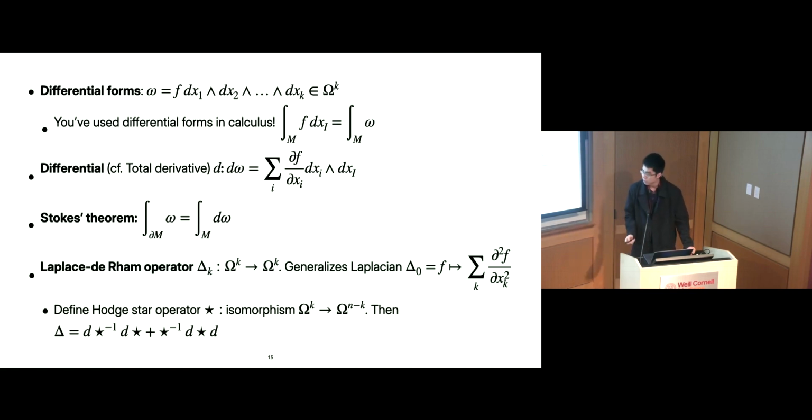And finally, the operator that will be of crucial importance to us today will be the Laplace-de Rham operator, which takes a k-form and returns a k-form. This generalizes the Laplacian that you might remember from multivariable calculus, that is the sum of all partial double derivatives. To generalize this operator, you need to define something called the Hodge-Star operator, which takes the k-form to an n minus k form on an n-dimensional manifold. And then the Laplace-de Rham operator is just this chain of differential and Hodge-Star operator.